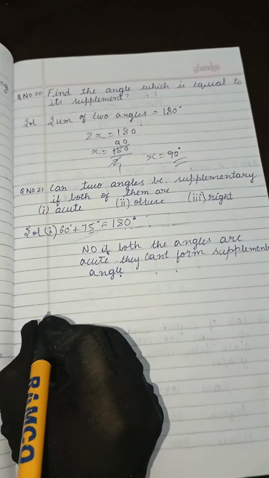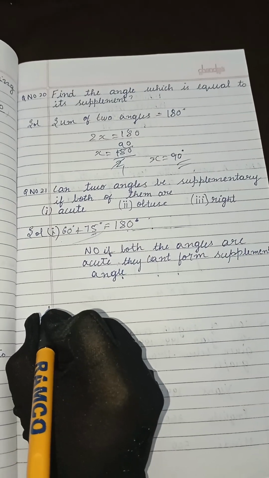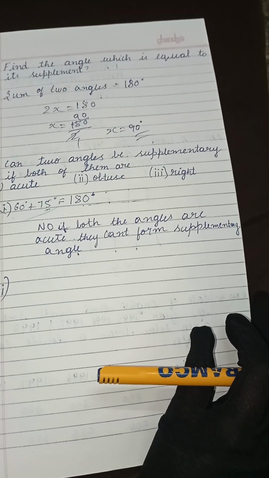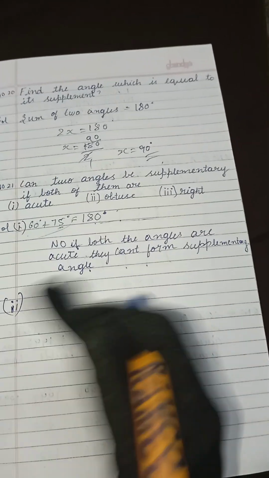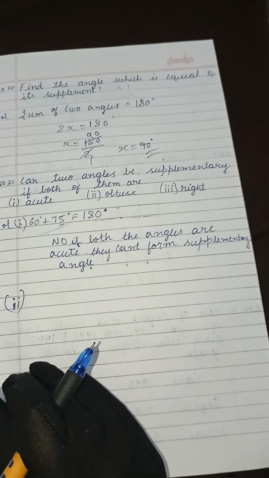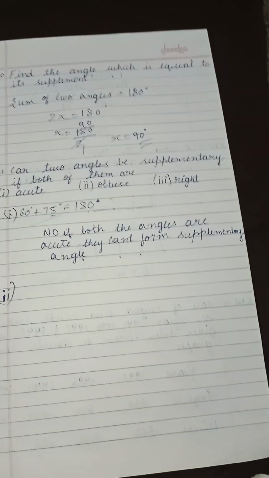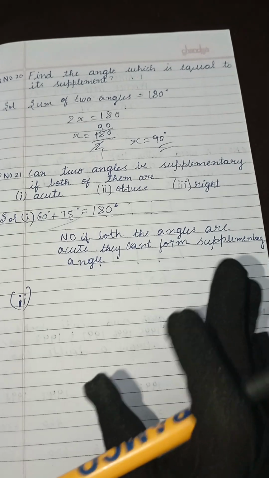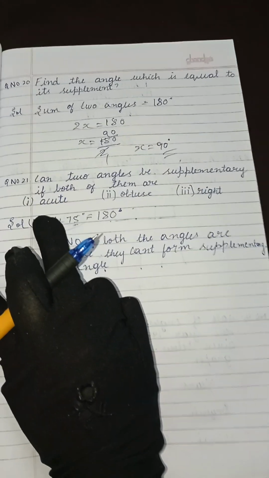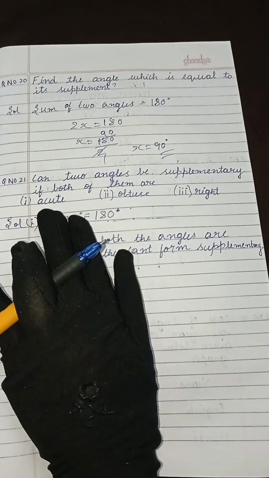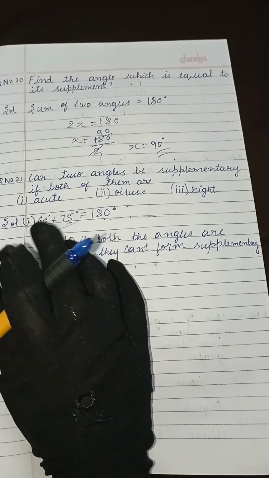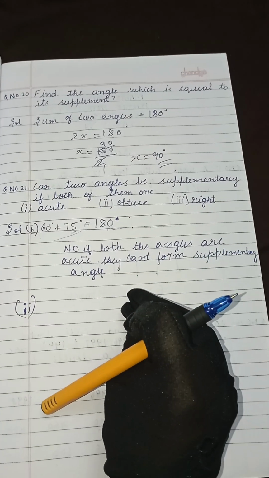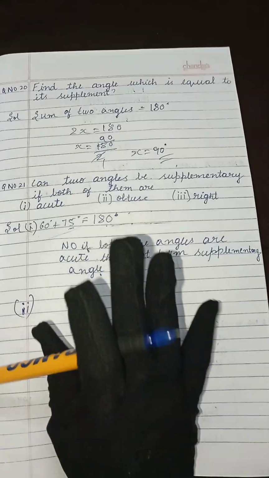Now let us solve the same thing with obtuse angles, okay? What is an obtuse angle? Obtuse angles are greater than 90 degrees but less than 180 degrees. What was an acute angle? The angles which are less than 90 degrees are called acute angles. Here, the angles which are more than 90 degrees but less than 180 degrees are called obtuse angles.